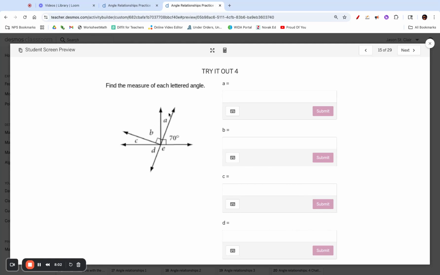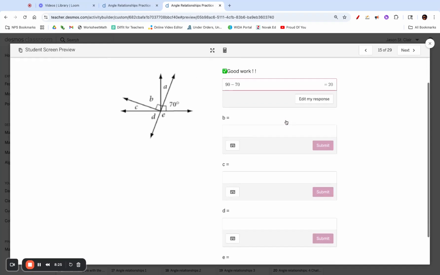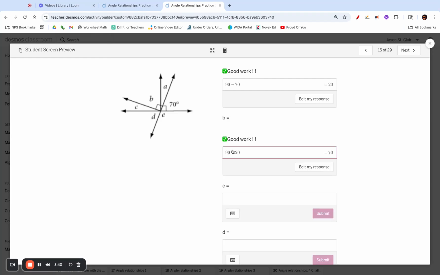Now I have to figure out what are the measures of each of these angles. I don't have to do it in the order of A, B, C, D, E. I can do whatever is going to work for me. So first, I notice that A and 70 together are a right angle, so they're complementary. That means they add up to 90 degrees. So 90 minus 70 makes a 20. B, I notice that B and A are also complementary because they form 90 degrees. So now I can do the same thing. Knowing that A is 20, I can do 90 minus 20, and therefore B has to be 70.